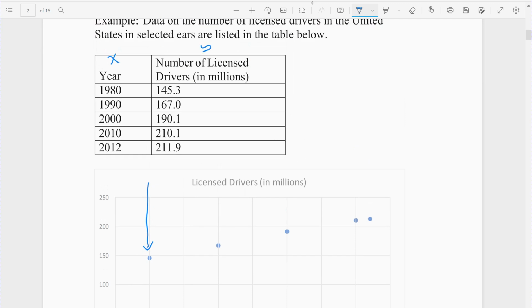X and Y. X would be the year, which would be the independent value. Y would be the number of driver's licenses. The number of driver's licenses depended on my year. So this first point would represent 1980 and 145.3 million people with a driver's license. And this last point would represent 2012, which is 211.9 million people, and then everything in between. So those are all of the points plotted on the graph.